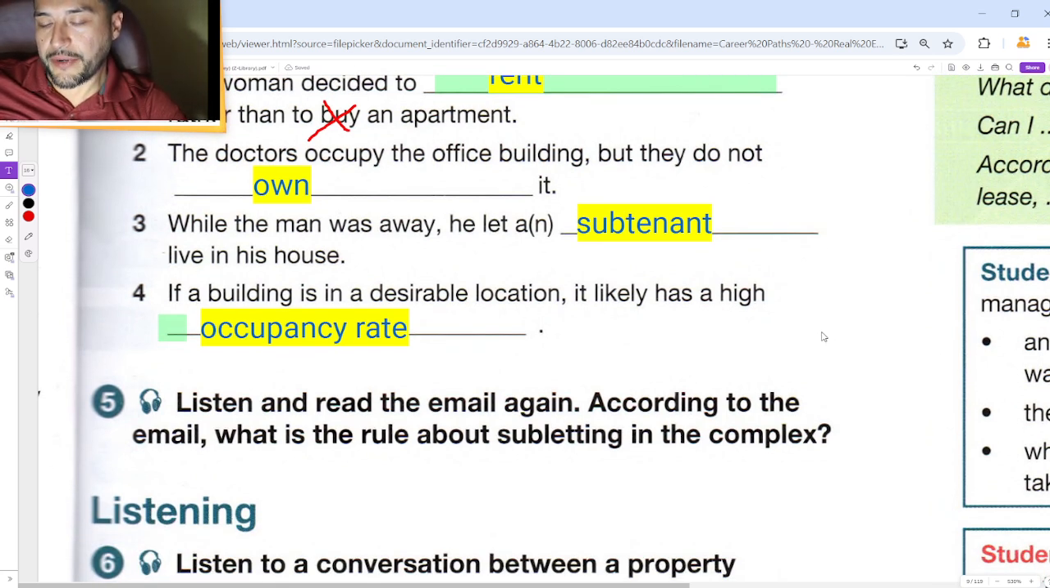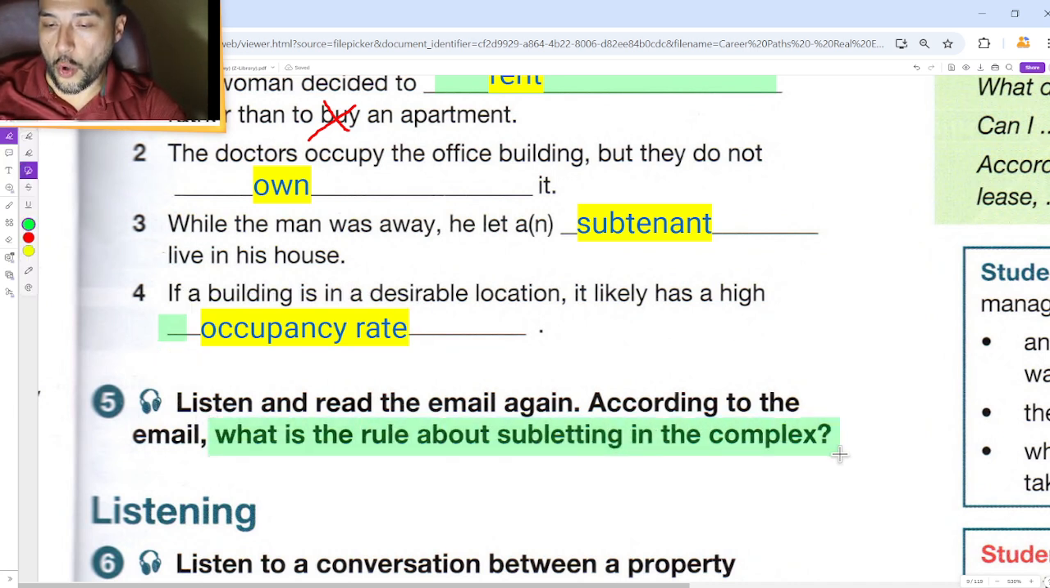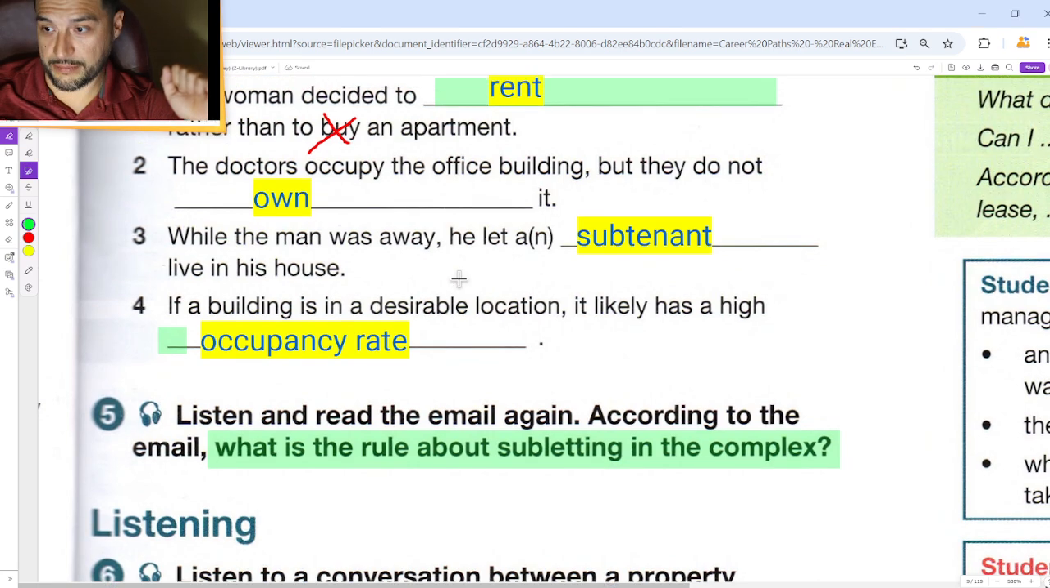Now listen and read the email again. According to the email, exercise 5. What is the rule about subletting in the complex? Subletting. Let's take a look back at the email and the rule that they mention. Here's the email.